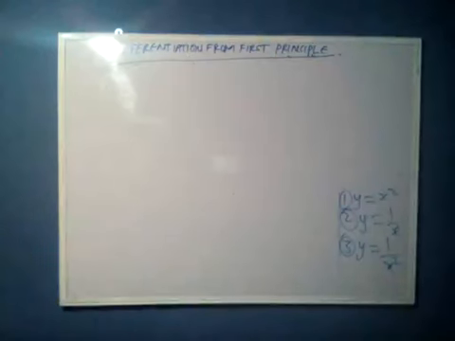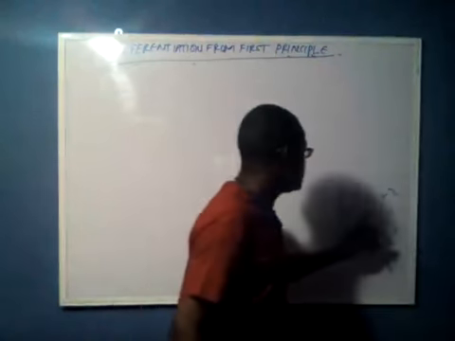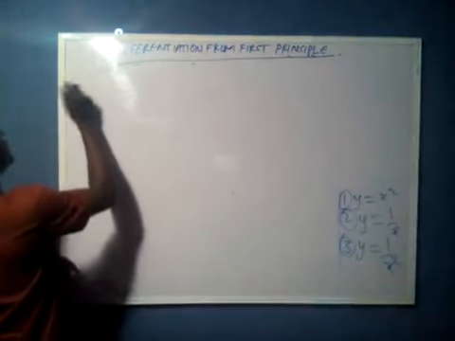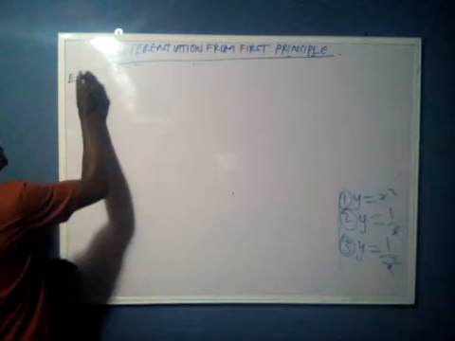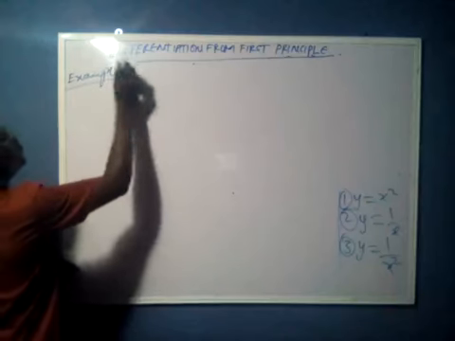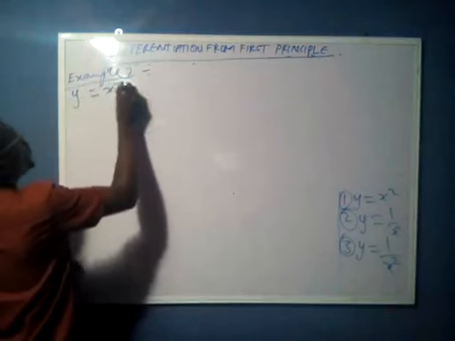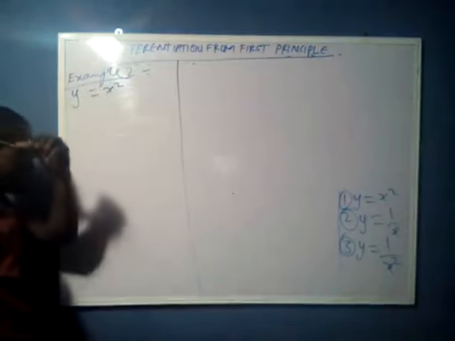Welcome back. I believe you've been able to deal with this, y equals x squared. Okay, let's quickly check it out. This is going to be our example 2. We want to differentiate y equals x squared from first principle.